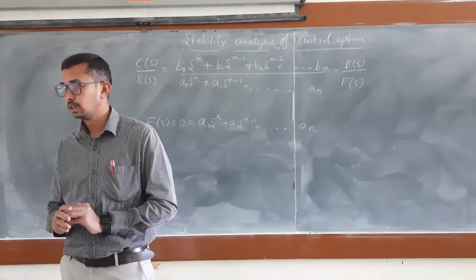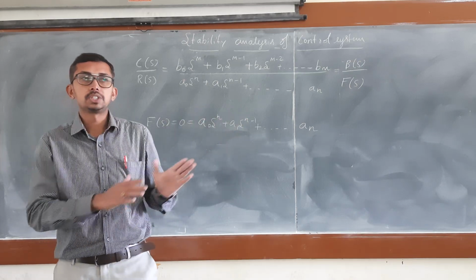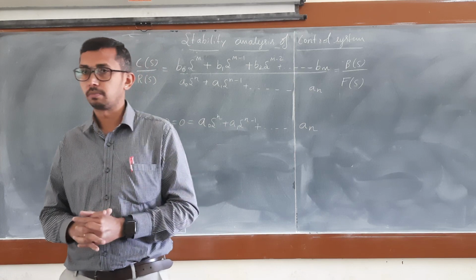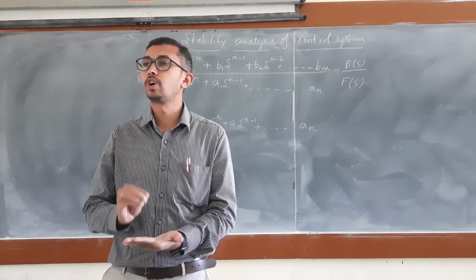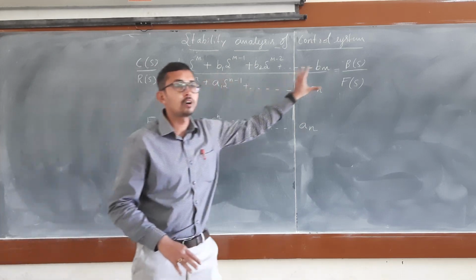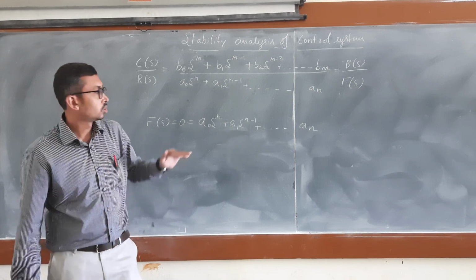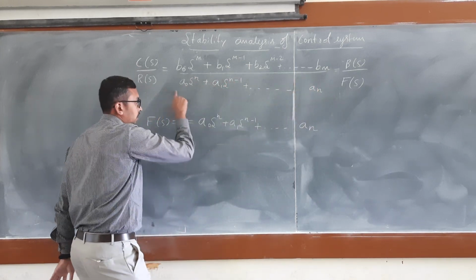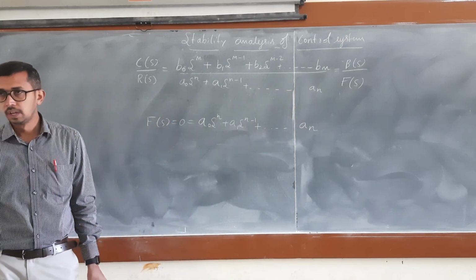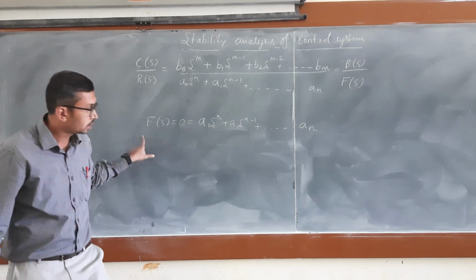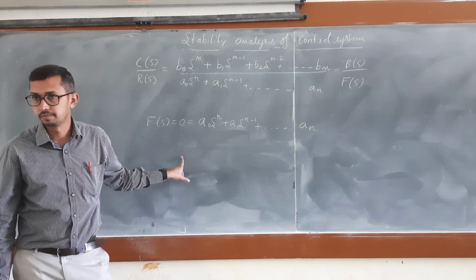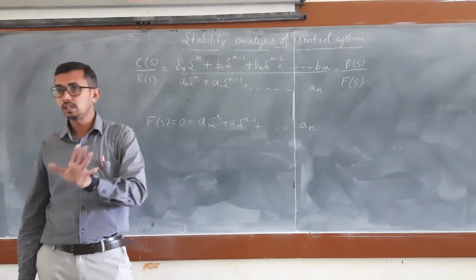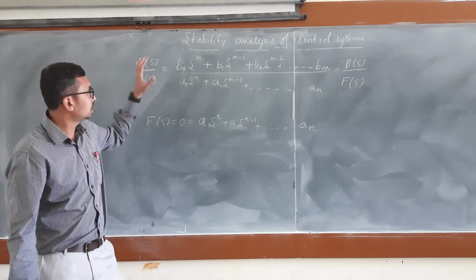Stability of a system. So how we are going to say whether the system is stable or not, or up to what range the system will be stable? To identify the stability of the system, we are going to consider the transfer function. This is the standard form of the transfer function. To find out whether the system is stable or not, we are going to consider the denominator of the transfer function, and equate it to zero. This equation we are going to call as the characteristic equation. This equation is used to find out the stability of the system. So this is the stability analysis of a control system.